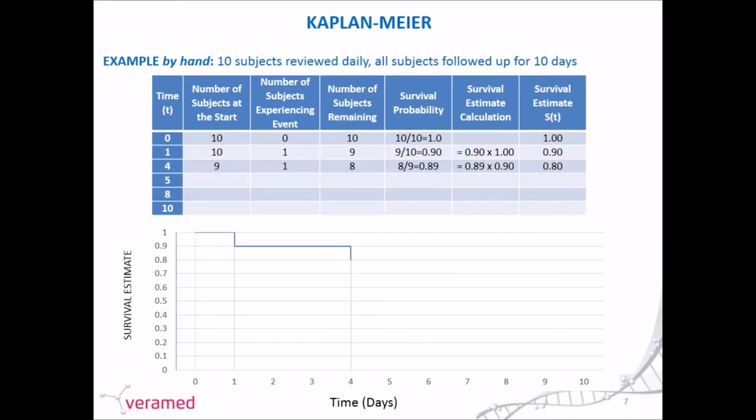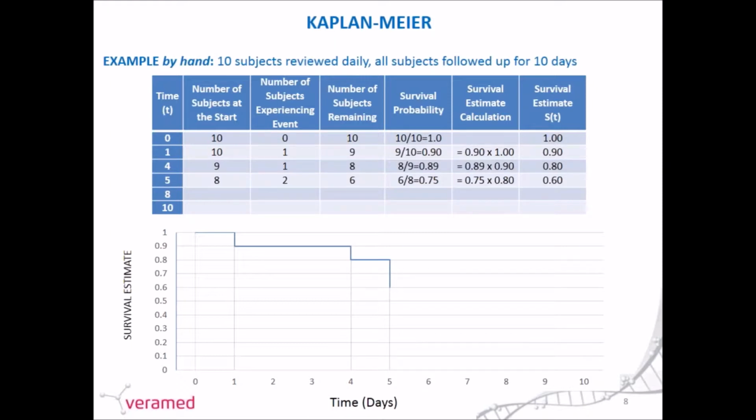Then if another subject experienced an event on day 4, you'd step down again. Here, the survival probability from day 1 to day 4 is calculated as the number of subjects remaining divided by the number of subjects at the start, which is 0.89. The survival estimate is then that multiplied by the previous survival estimate, which gives us 0.8, where 8 subjects are remaining out of 10. This is pretty obvious stuff.